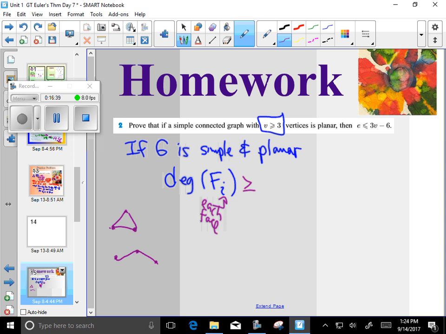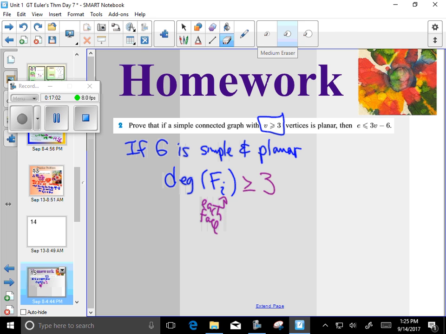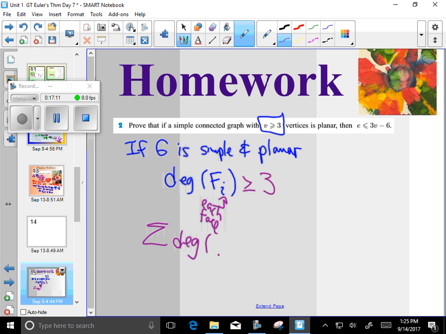That's just 4. Oh, yeah. This one's 4? 1, 2, 3. Yeah, I think you're right. It is 4. 1, 2, 3, 4. That would be 4, and this would be 3. So we would say greater than or equal to 3. Now, I don't know how many faces we have, but let's say we found the sum of all of the degrees of the faces.